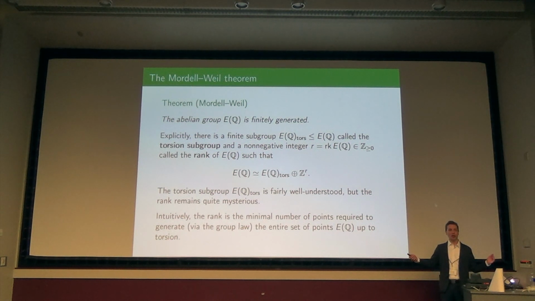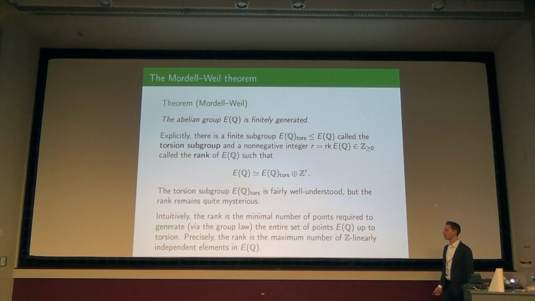So in that hypnotic video, I started with 2 points, and that was all I needed to generate all of the points sprinkled at the end. The rank of that elliptic curve was 2. If you want to be very precise, this is the maximum number of Z-linearly independent elements in E of Q as a Z-module. That's another way to make this totally precise, to avoid this issue of up to torsion. Okay? So now our question is, what should we expect for the rank of an elliptic curve? I guess sometimes it's 0, sometimes not.